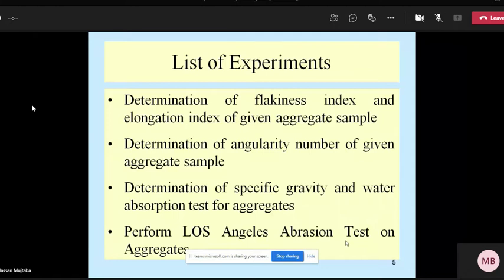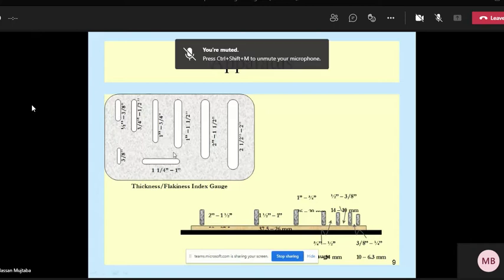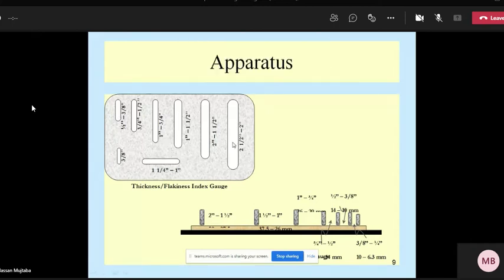Now for these two, flakiness index and elongation index, you are going to use these two gauges, this one the thickness gauge or flakiness index gauge, and this one the elongation gauge. There are various slot openings, and each slot opening is related to a specific size. This one is for the size that passes 2.5 inch and is retained on 2 inch. Along the thickness side, you have to pass the particle through it.